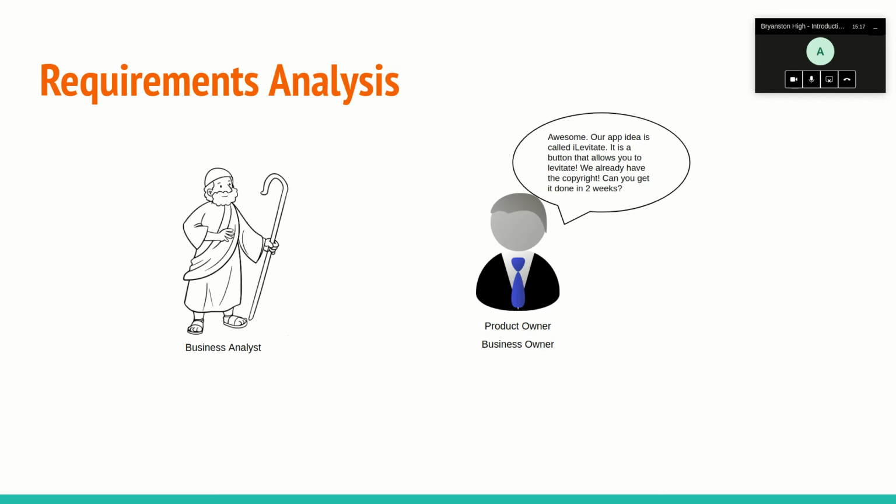Okay, and then the business owner will now be relieved, of course, and they'll try to tell you about what this app is. What app do they want you to create? So in our example here, he wants to create an app called I Levitate. Okay, it's a button that allows you to levitate. They've already copyrighted it. And yeah, he's wondering if we can get it done in 2 weeks.